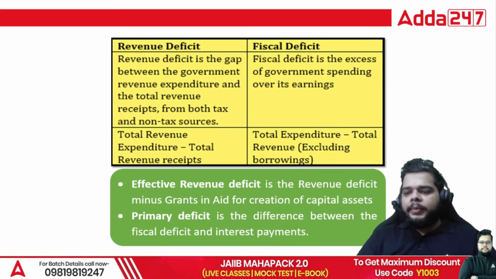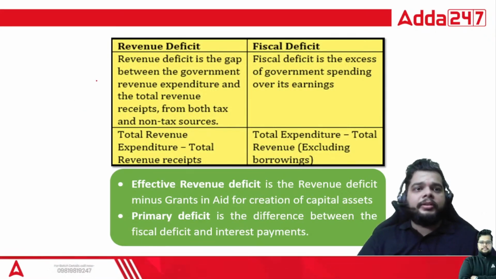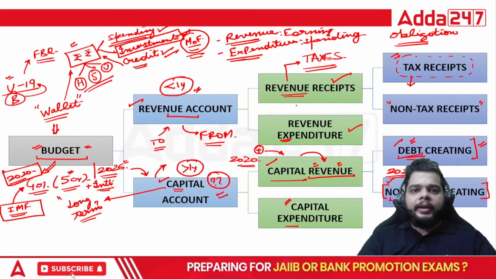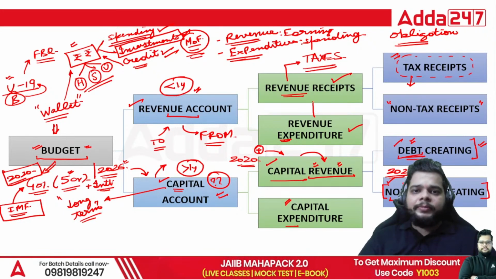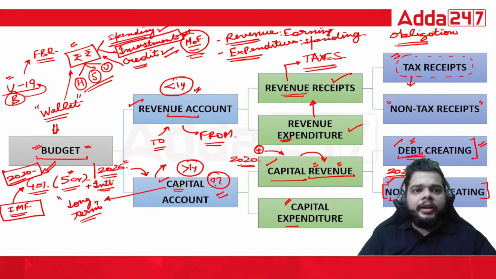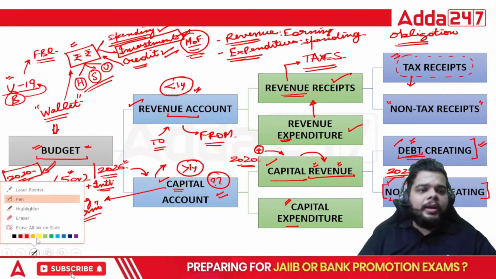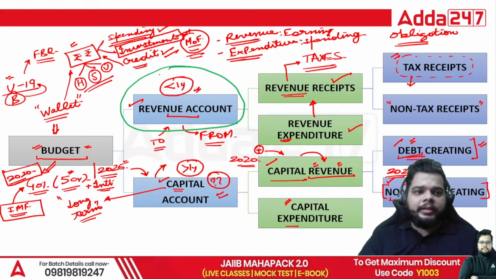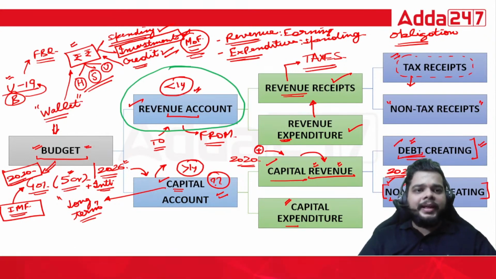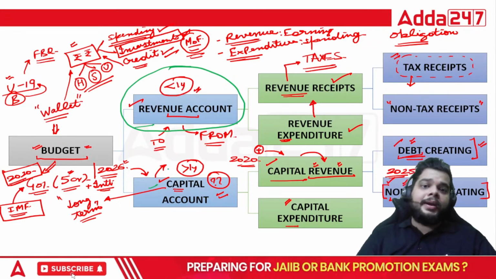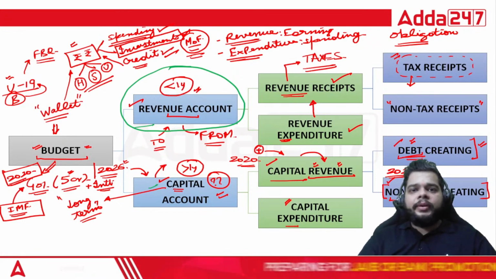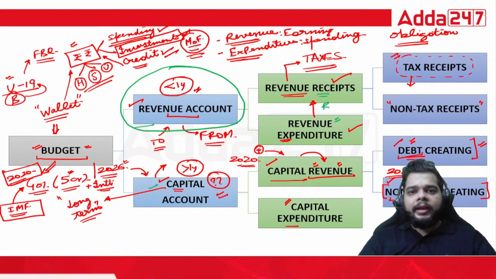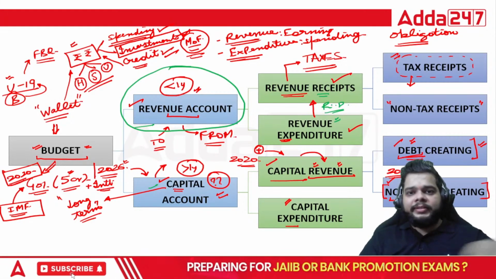Now let's see the formula for the revenue deficit. The revenue deficit is nothing but the difference between the revenue expenditure and the revenue receipt. So it concerns only one component, that is the revenue account of the budget. Normally, we have seen just now, the budget has two components, revenue account and capital account. But here, what is happening? We are calculating only the difference between revenue expenditure and revenue receipt. So we are arriving at the revenue deficit.